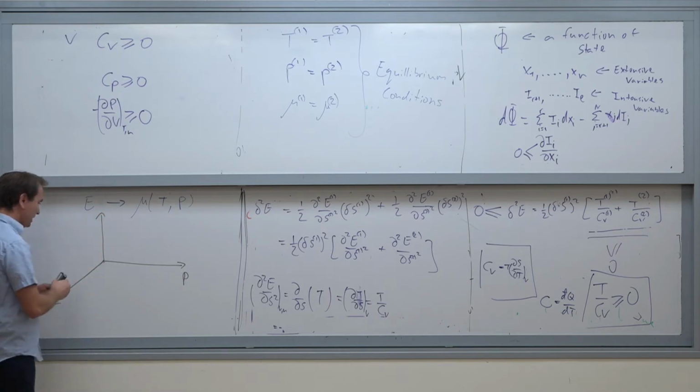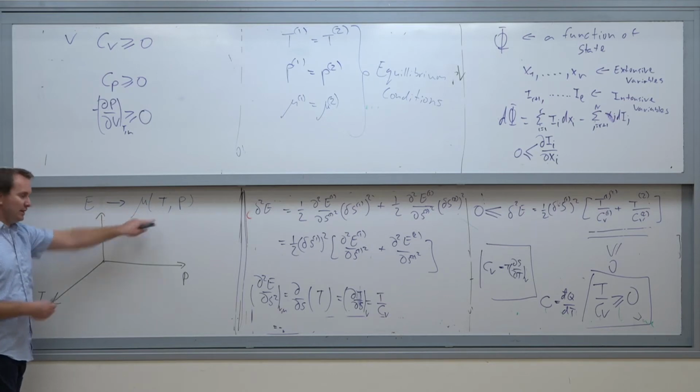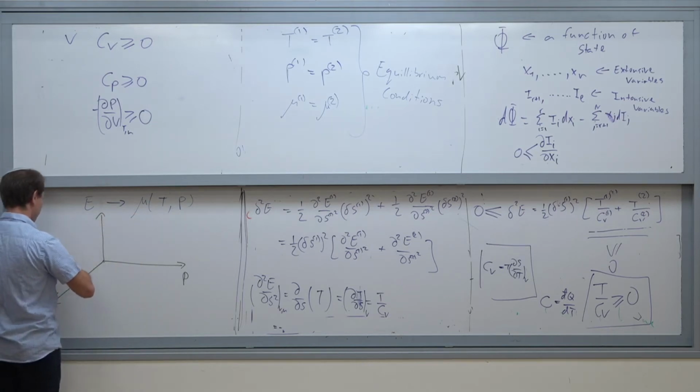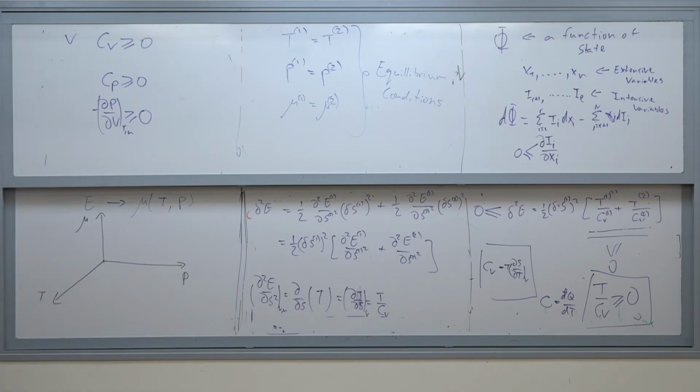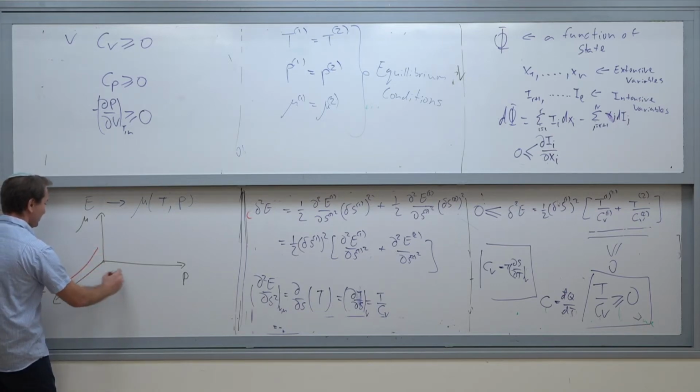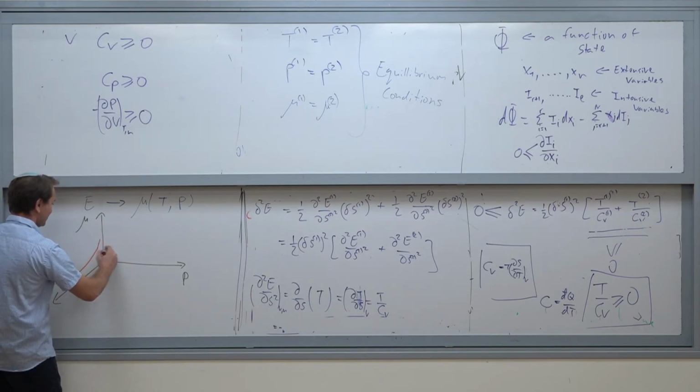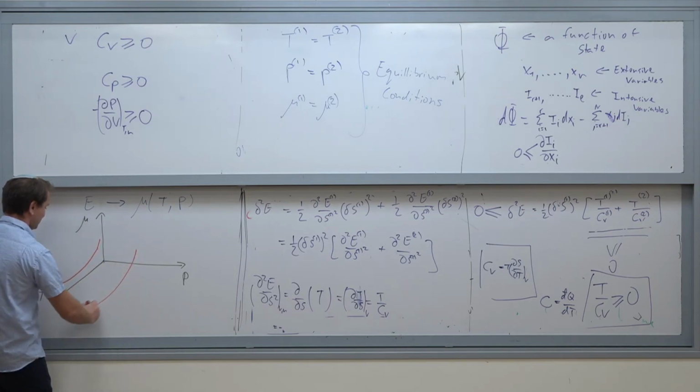Okay? What it means, if I have T and I have P, I can plot this two-dimensional function, mu of T and P. So if this is mu, I know that there is some manifold, a two-dimensional manifold, that describes how mu is changing with T and P.